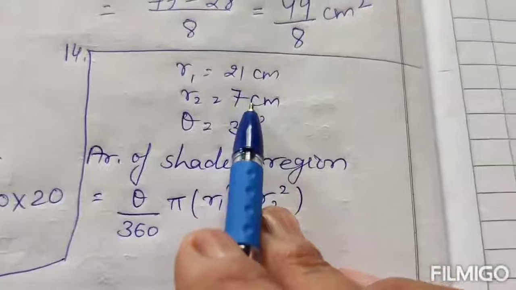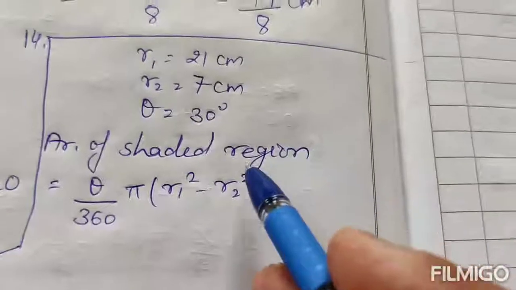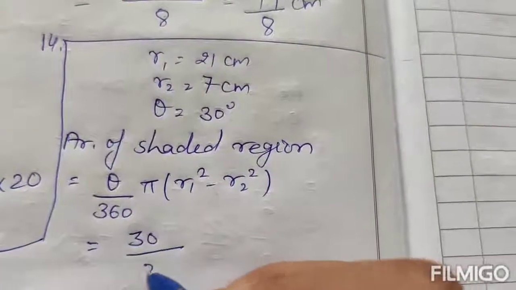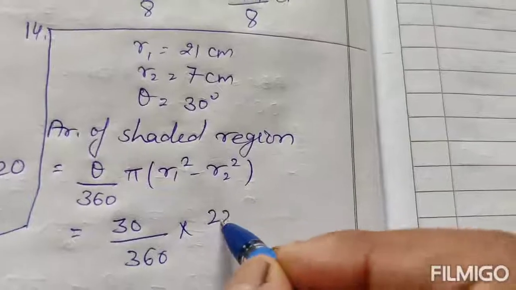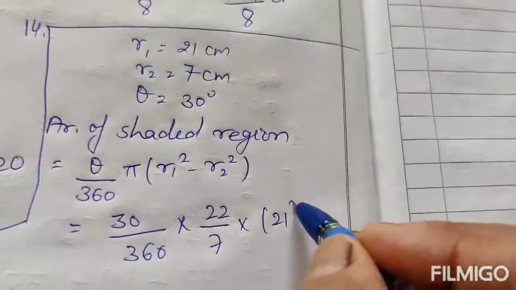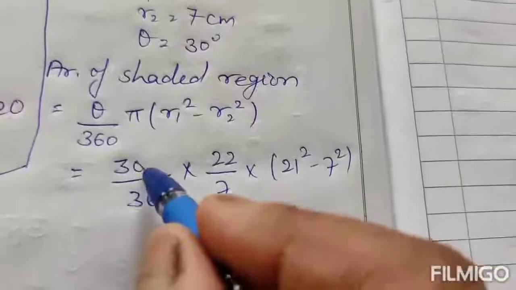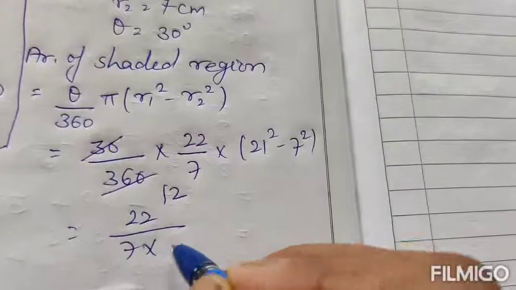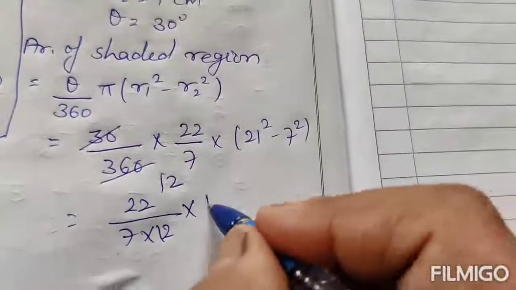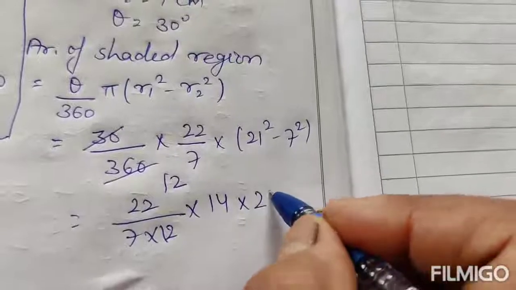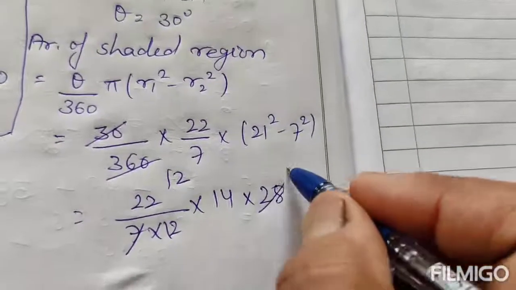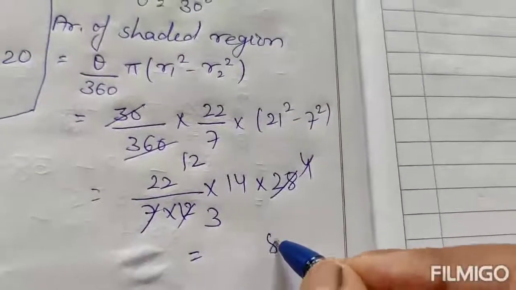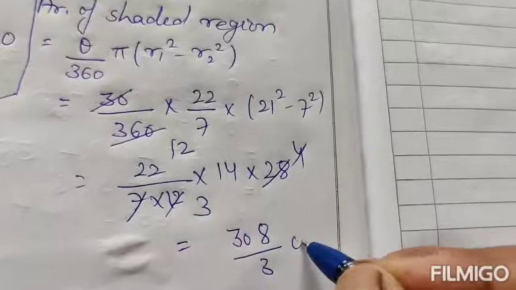R1 is 21, R2 is 7, theta equal to 30 degree. Area of shaded region equal to area of bigger sector minus smaller sector. 30 by 360 and pi is 22 by 7 and 21 square minus 7 square. 22 by 7 into 12. 21 minus 7 is 14 and 21 plus 7 equal to 28. 7 2 ja 7 4 ja 28. 4 3 ja 12 and 14 multiplying, 308 by 3 centimeter square.